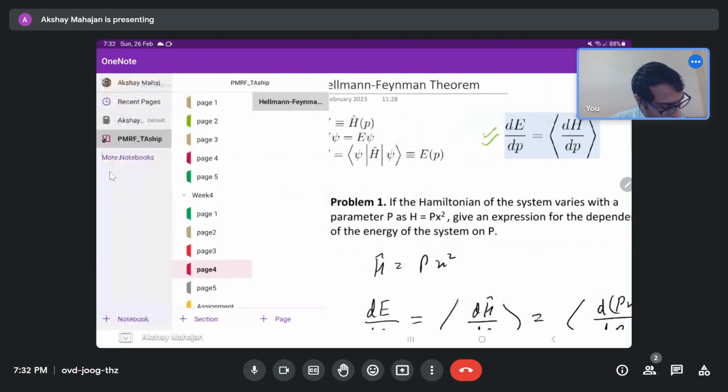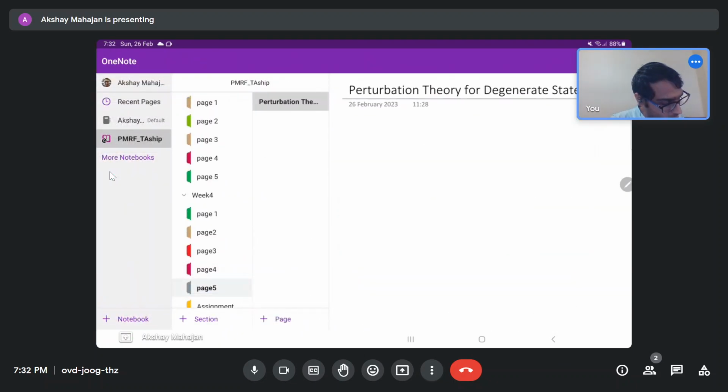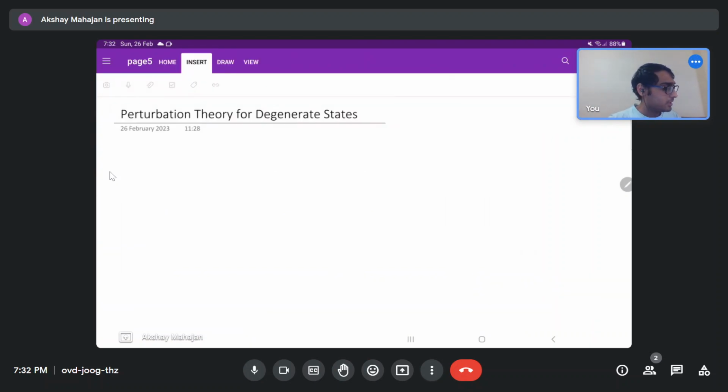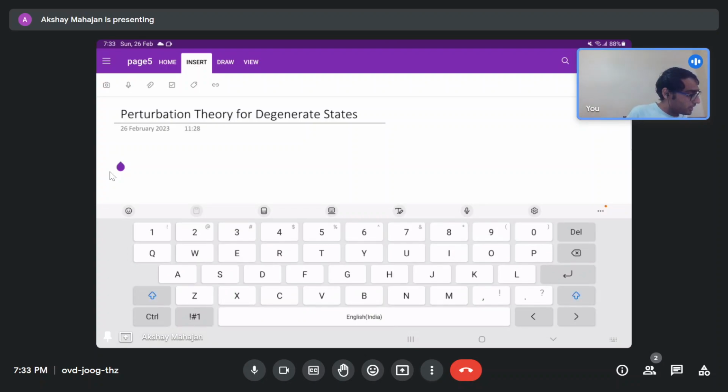Alright, let's move on to the next problem, which is the perturbation theory for the degenerate case. This has been discussed in class, where we took degenerate states. So what we can do is consider a 2-fold degeneracy, and we will derive a similar kind of equation just for the 2-fold degeneracy.